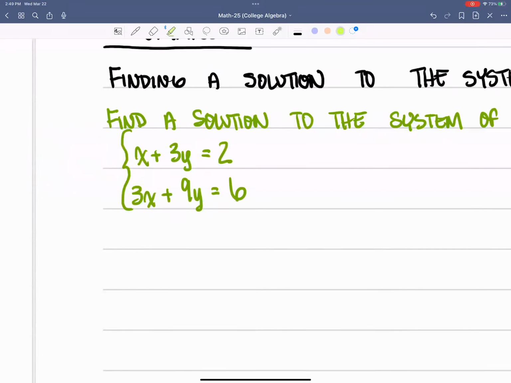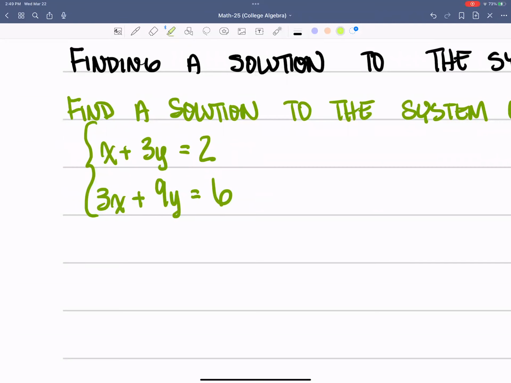Let's try. So with the addition method, what we have to do is multiply by a number so that when we add them together, one of the variables is eliminated. I'm going to multiply by -3, just because we have a +3 here. Multiplying by -3, we could eliminate the x's.